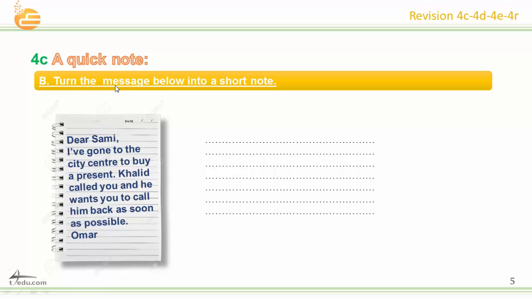B. Turn the message below into a short note. Look at this message here and try to write short notes, please. Dear Sami, I have gone to the city center to buy a present. Khalid called you and he wants you to call him back as soon as possible. Omar.